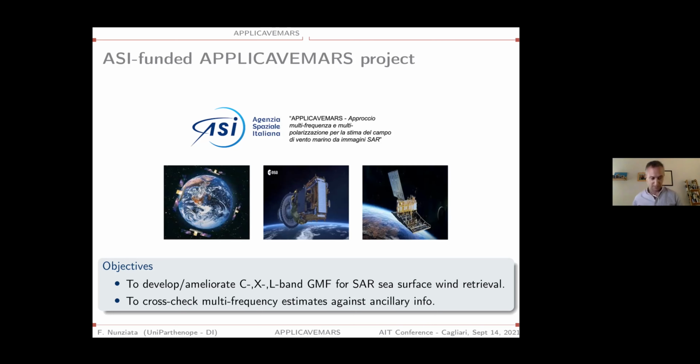This also applies for the scatterometer. That's why there are a number of empirical functions that are used to link the geophysical parameter of interest to the measurable. And the second objective is to cross-check these multi-frequency estimates using ancillary information that comes from scatterometer, model forecast, and also from buoys.